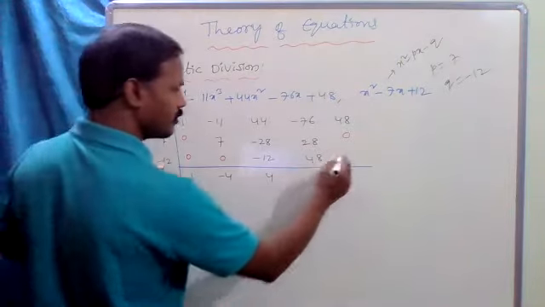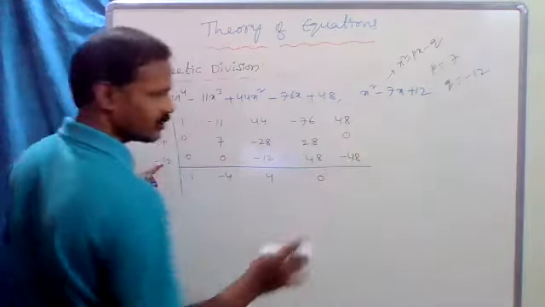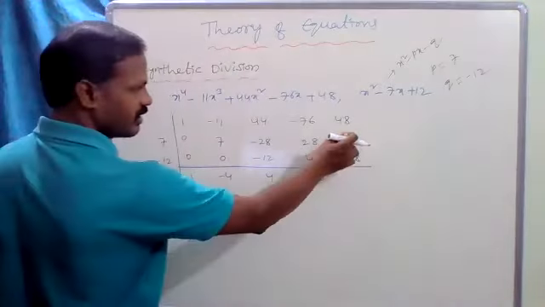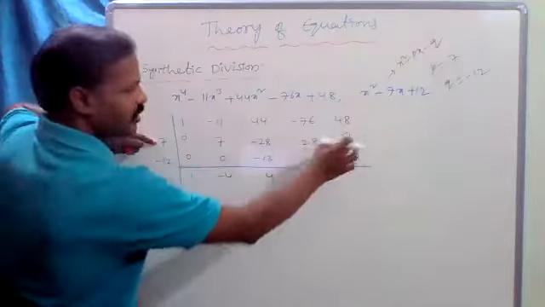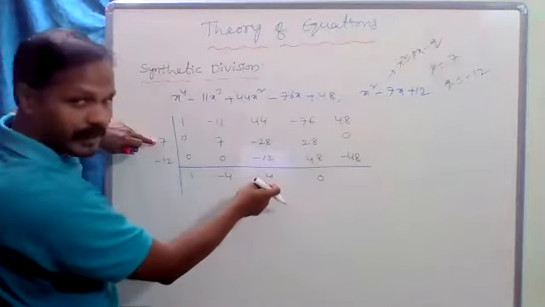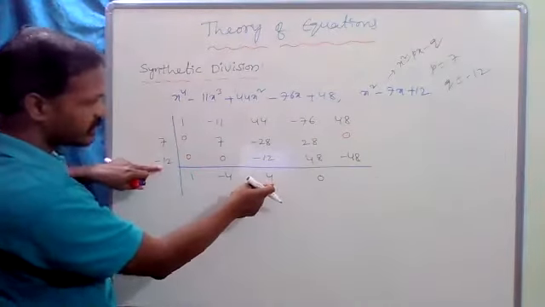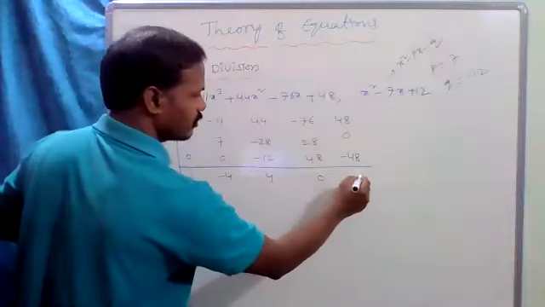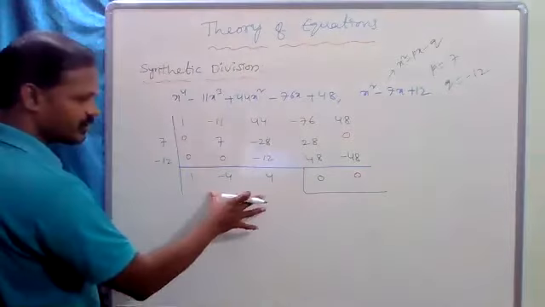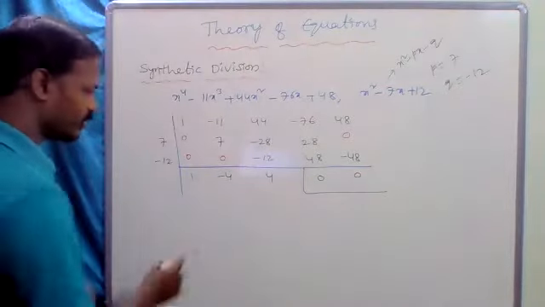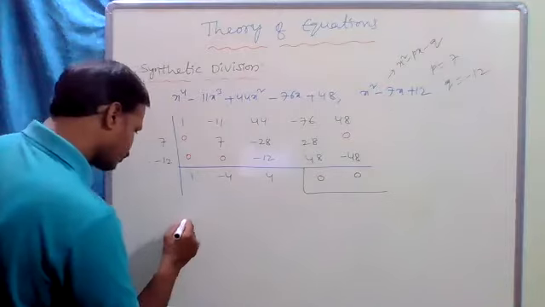4 into minus 12, minus 48. Remember, here 0 is fixed. So no need to write 7 into this term here. Here 0 is fixed. One step backward, which is 4. 4 into minus 12, minus 48, which gives 0. So this is the remainder part. This is the quotient part. Okay na? Clear? So what is the quotient?